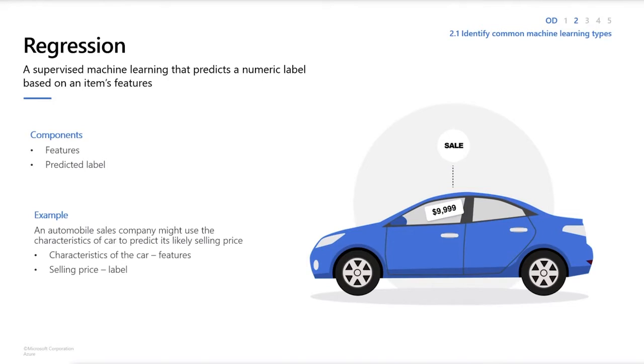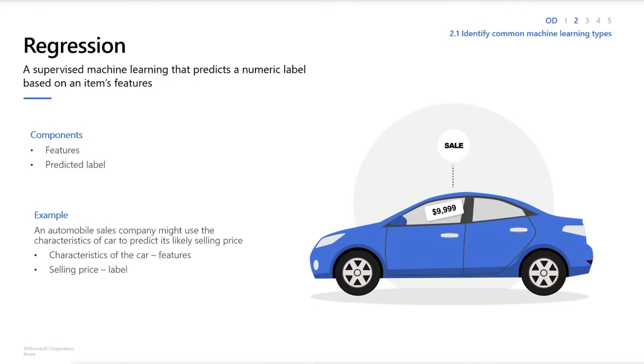So let's actually talk about an example for a second. Let's say, for example, we have a car sales company. They may be using characteristics of a car, and this could be anything. This could be the engine size, the number of seats, mileage, safety features, anything. And they're using that to predict its likely selling price. In this case, the characteristics of the car are the features, and the selling price is the label. So that is an example of regression.